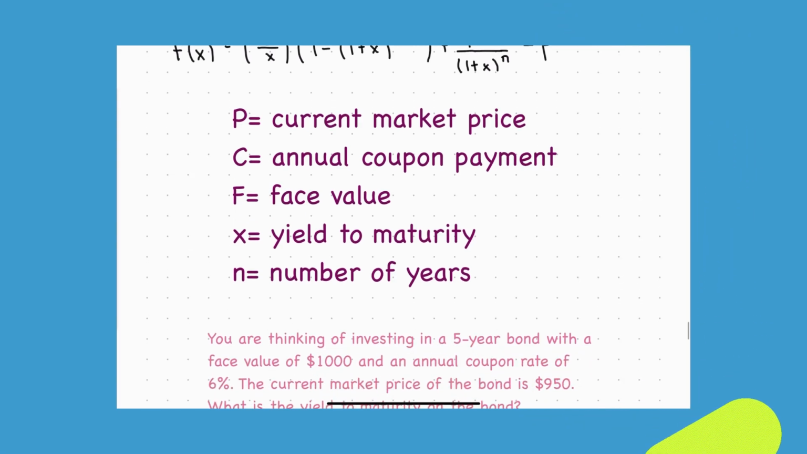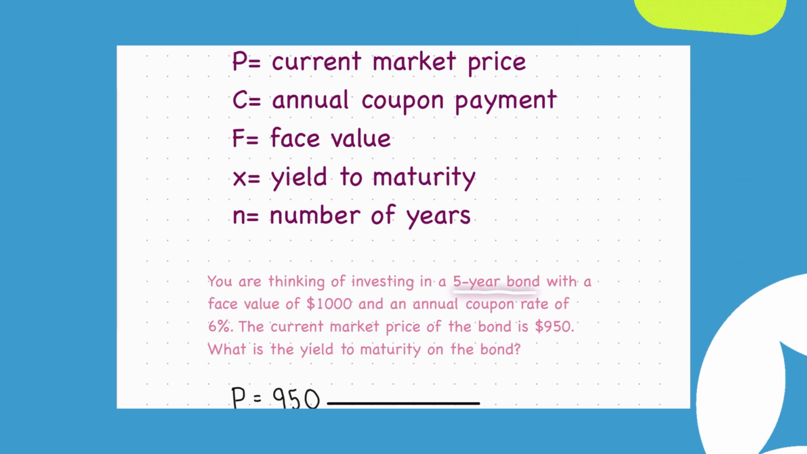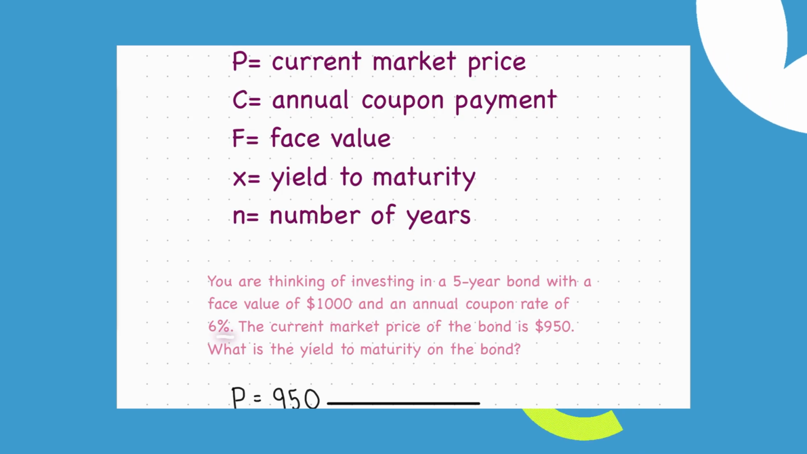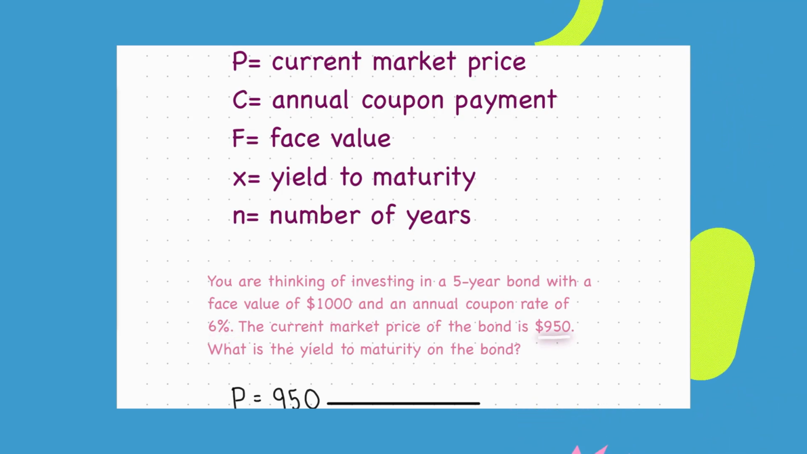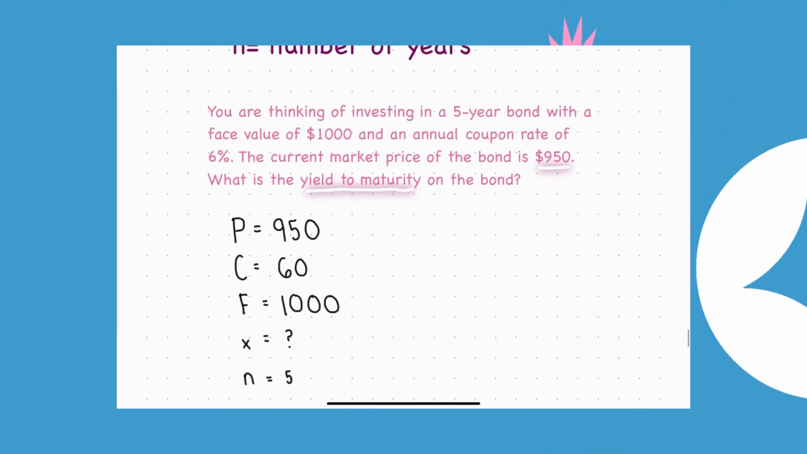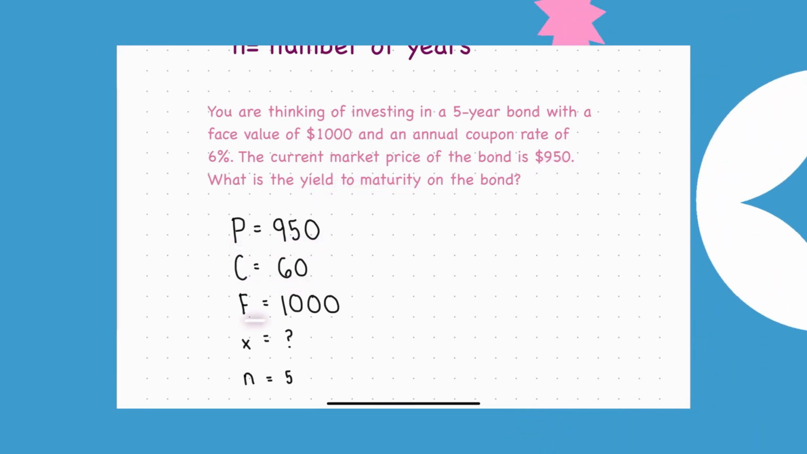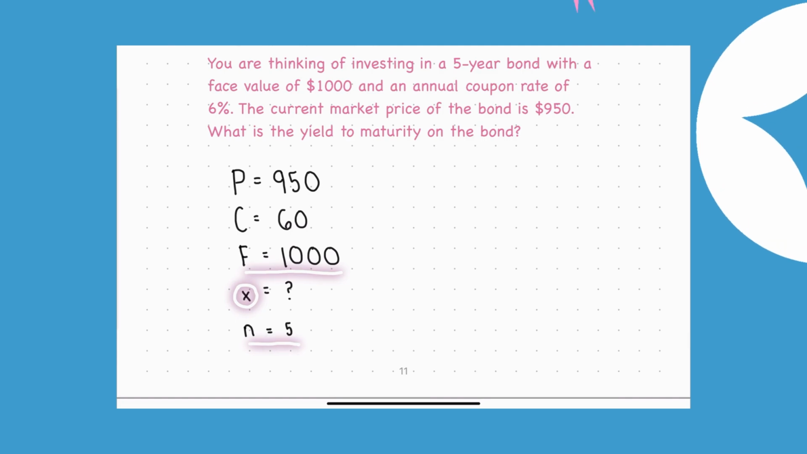Let's try it out. So, you are thinking of investing in a 5-year bond with a face value of $1,000 and an annual coupon rate of 6%. The current market price of the bond is $950. What is the yield to maturity on the bond? So in this question, P is equal to 950, which is the current market price, C is equal to 60, which is the annual coupon payment, F is equal to 1,000, which is the face value, and X is the yield to maturity rate, which is what we're looking for, and N is equal to 5.